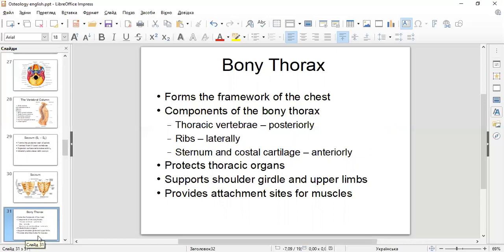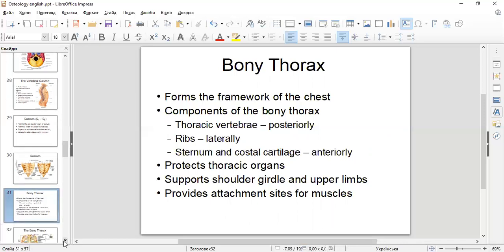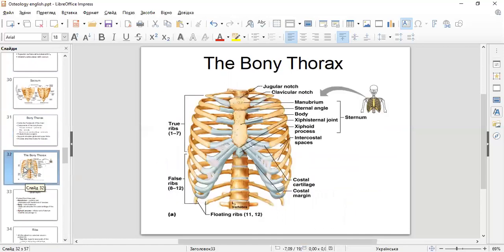Bony thorax forms the framework of the chest. Components of the bony thorax: thoracic vertebrae posteriorly, ribs laterally, sternum and costal cartilage anteriorly. Protects thoracic organs, supports shoulder girdle and upper limbs, provides attachment sites for muscles. Anteriorly sternum, laterally ribs, posteriorly vertebral column.